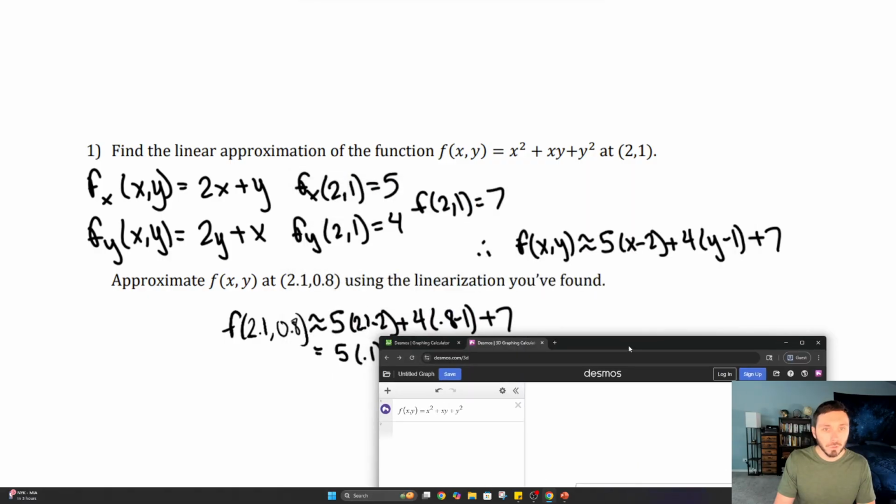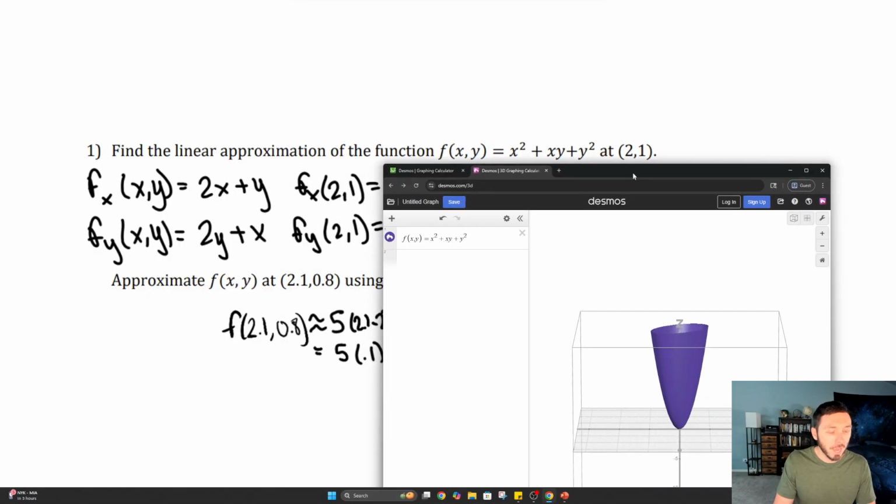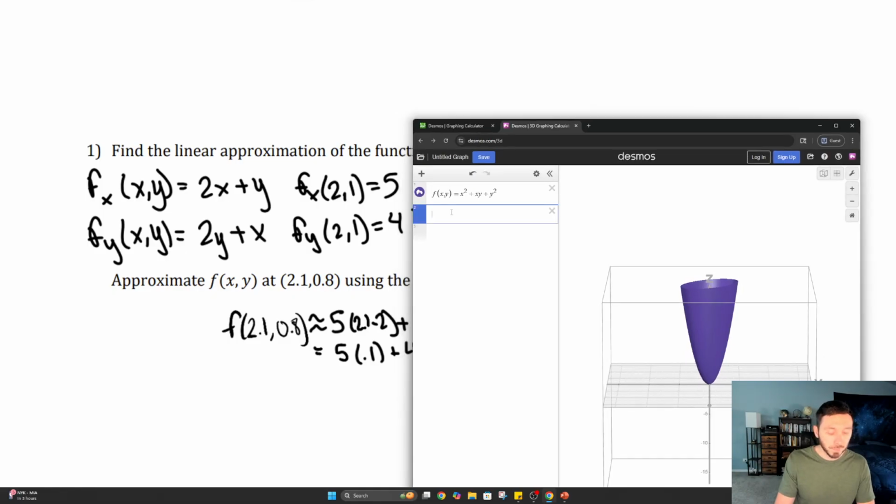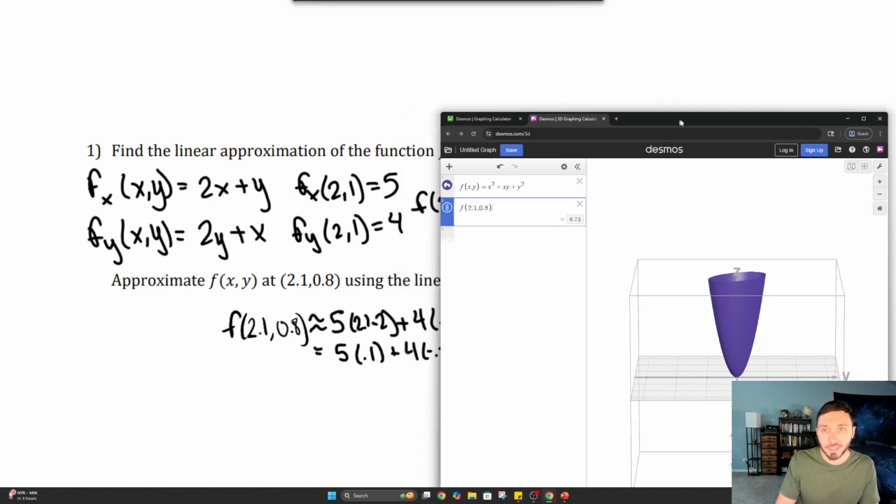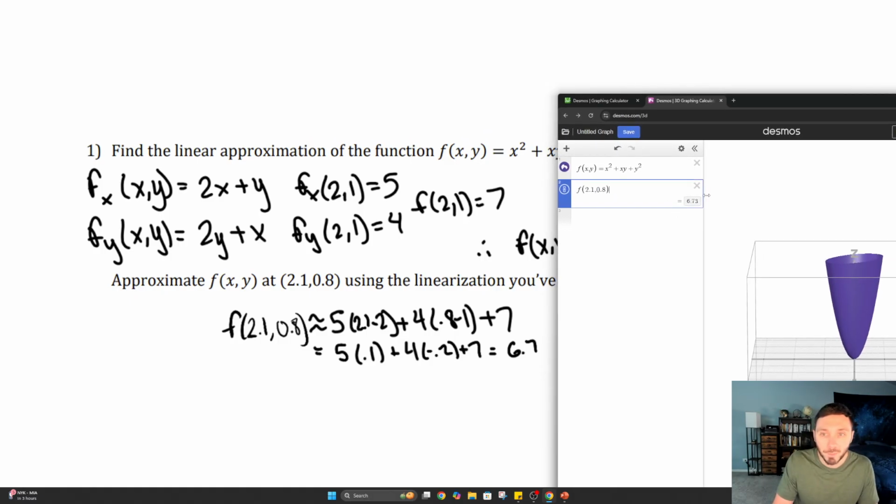So what I can do is, if I were to plug in 2.1 comma 0.8, a computer is going to have very little issue plugging this in. I wouldn't really use the linear approximation in this case ever, but I could be mistaken. I'm but a teacher, and I am not on the job other than this.